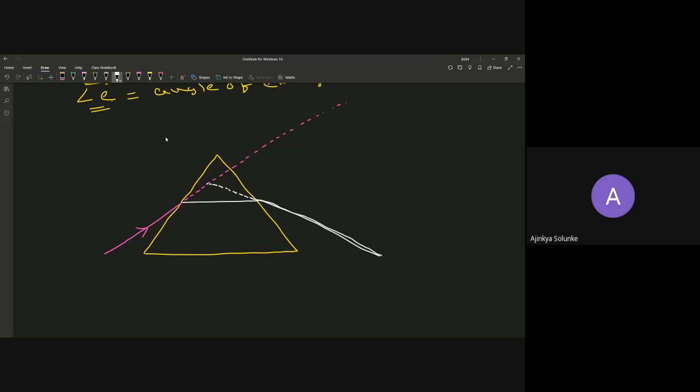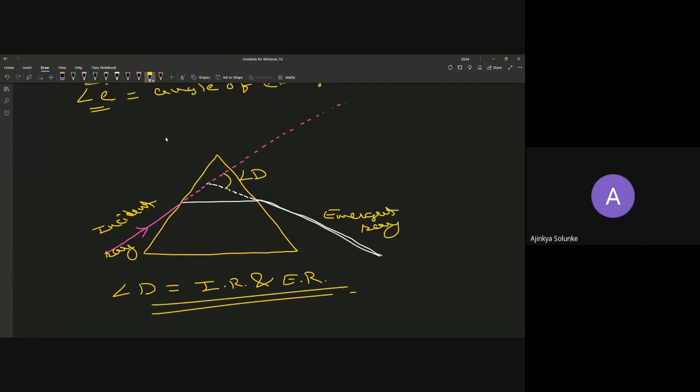there is one angle between the incident ray and the emergent ray. This is your incident ray, and this is your emergent ray. The angle between these two is called the angle of deviation. That is represented by capital D. So the angle of deviation is something very unique. It is present between the incident ray and the emergent ray.